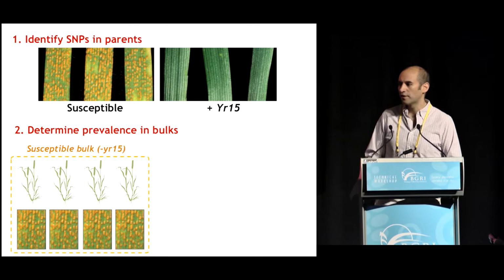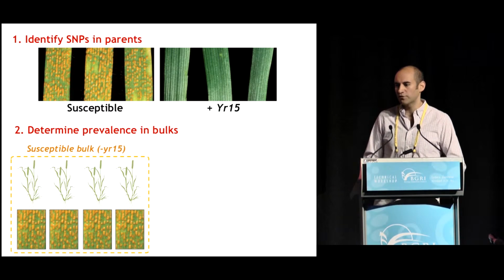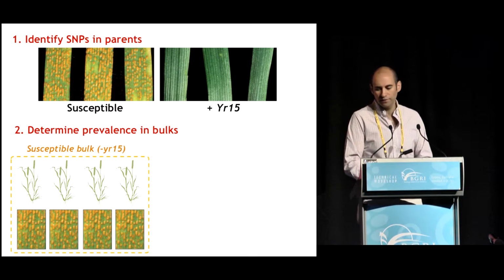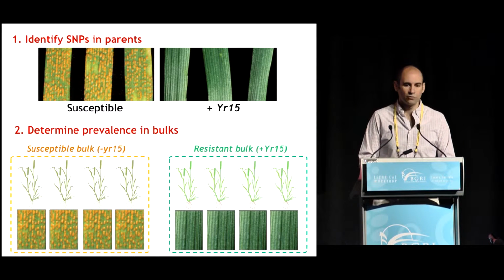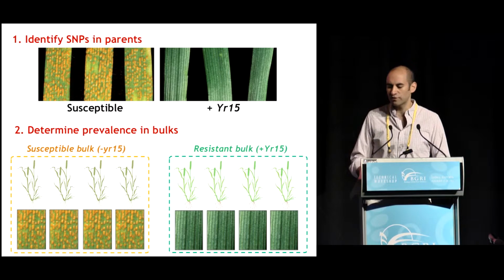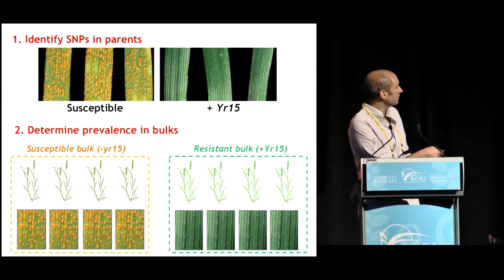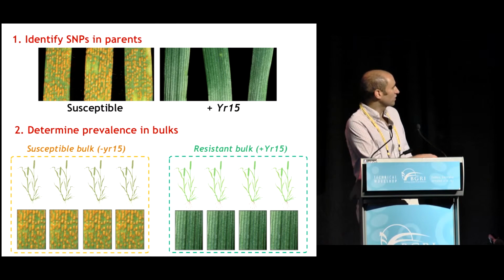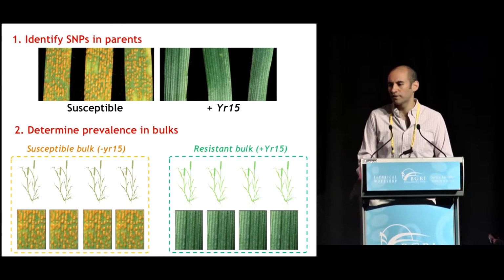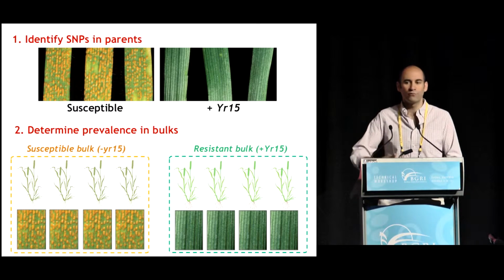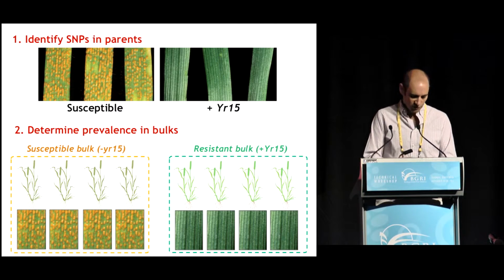And we ask the question, for every SNP, what is the frequency of that SNP in the susceptible bulk compared to the resistant bulk? So once we find the SNPs, we find SNPs that are actually coming from Yr15, that are enriched here because they would give resistance. And if that SNP is really responsible or close to Yr15, it should be absent from the susceptible bulk, because if it was present, it would give resistance. So very, very simple questions.